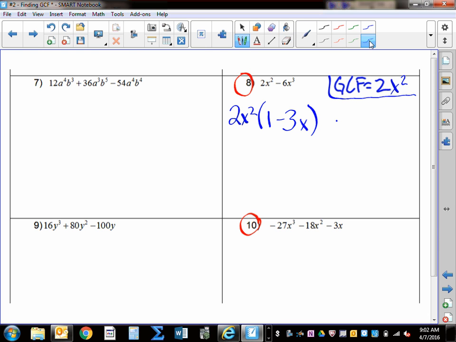Okay. So if I were to multiply this back out, 2x squared times 1 is itself 2x squared. Then 2 times negative 3 is negative 6. X squared times x is x cubed. So this is my answer here.